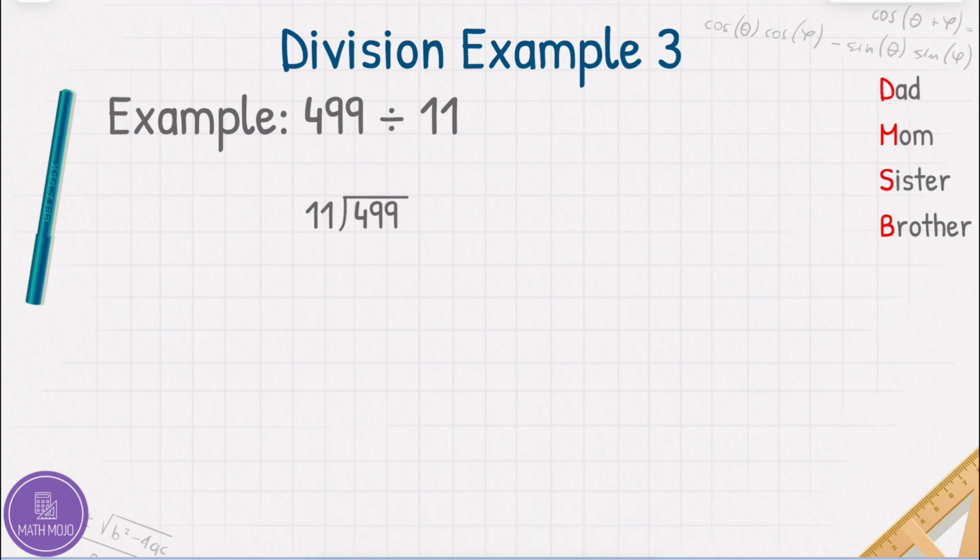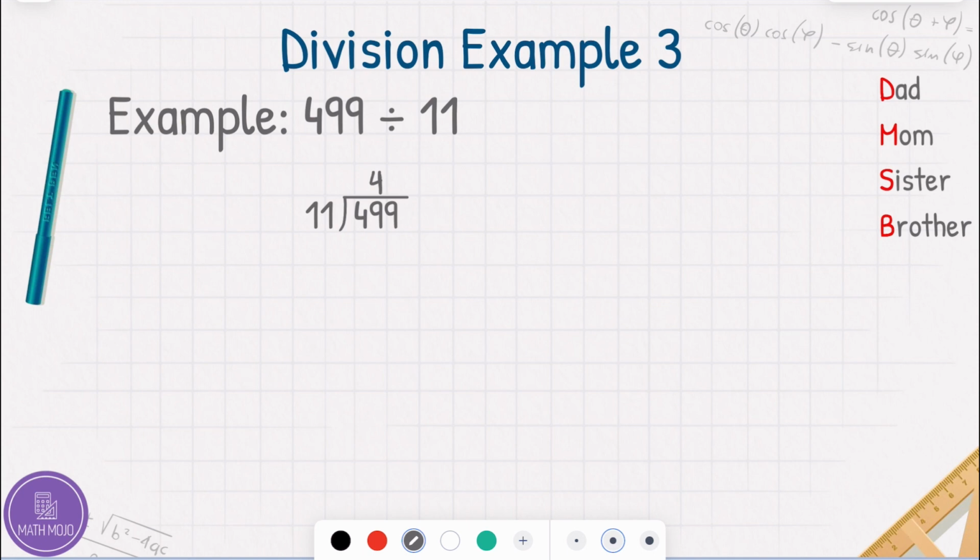This time we have a two-digit number right over here. So when looking at our two-digit number, we need to look at these two numbers to see how many times 11 goes into 49, because 11 won't be able to go into 4. So when that happens, you have to move on to the next number as well. So how many times does 11 go into 49? That would be 4. So we would put our 4 right over here.